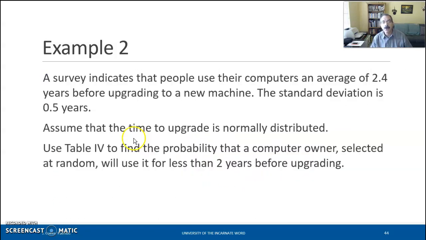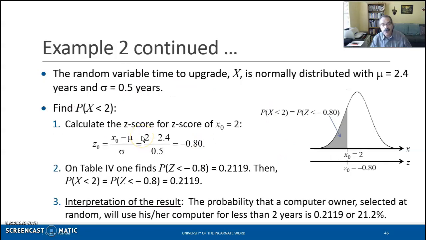Right? So now using the information in the problem, we're going to summarize it like this. The random variable is time to upgrade, is normally distributed with mean of 2.4 and a standard deviation of 0.5 years. They want us to find the probability that the random variable, in this case, time to upgrade, is less than 2 years. So the value is 2. So now we need to change that value into a z-score. So we take the value of x, 2, we subtract the mean, which is 2.4, and divide that difference by the standard deviation, which is 0.5.